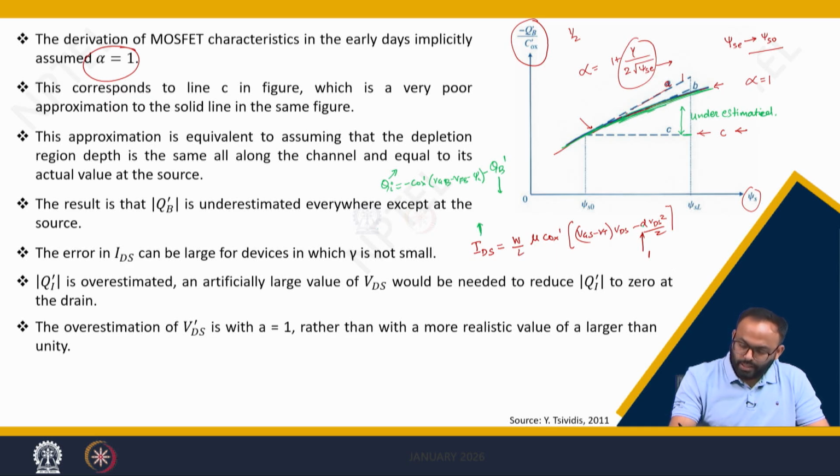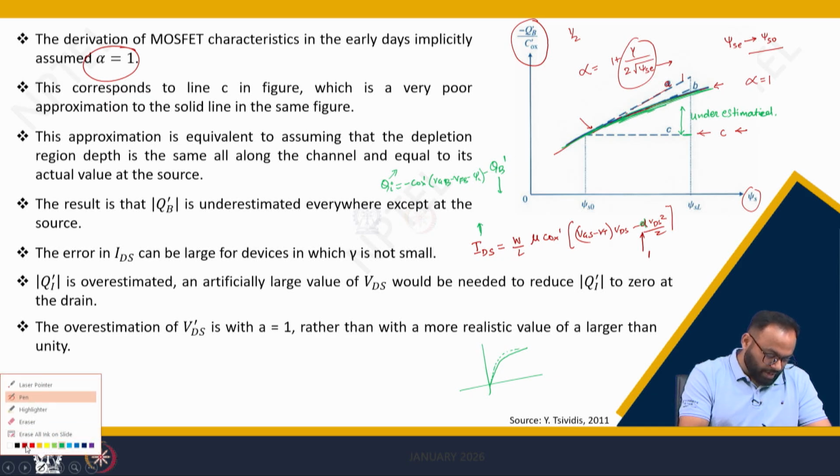Meaning, if you consider alpha equals 1, the precise model, for example, this is your experimental data, and when you plot with alpha equals 1, it will overestimate, right? It will not capture precisely. That is why you need to choose alpha wisely.